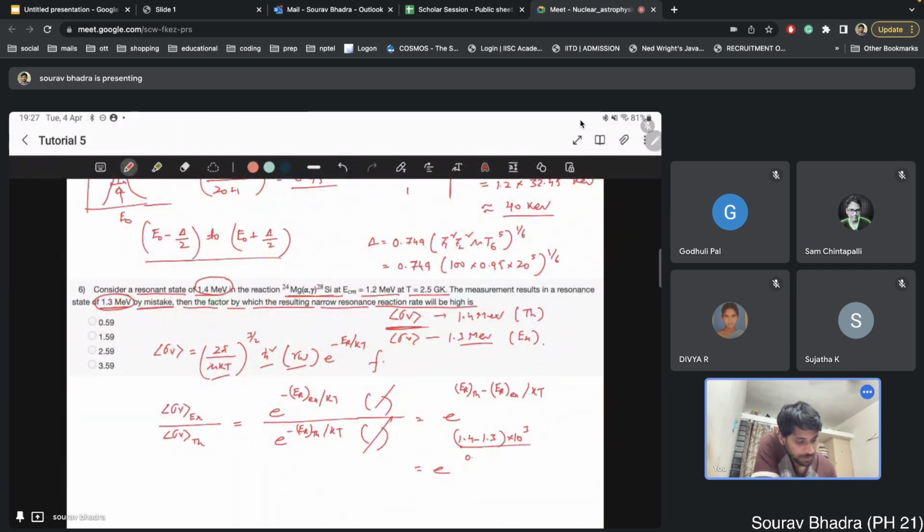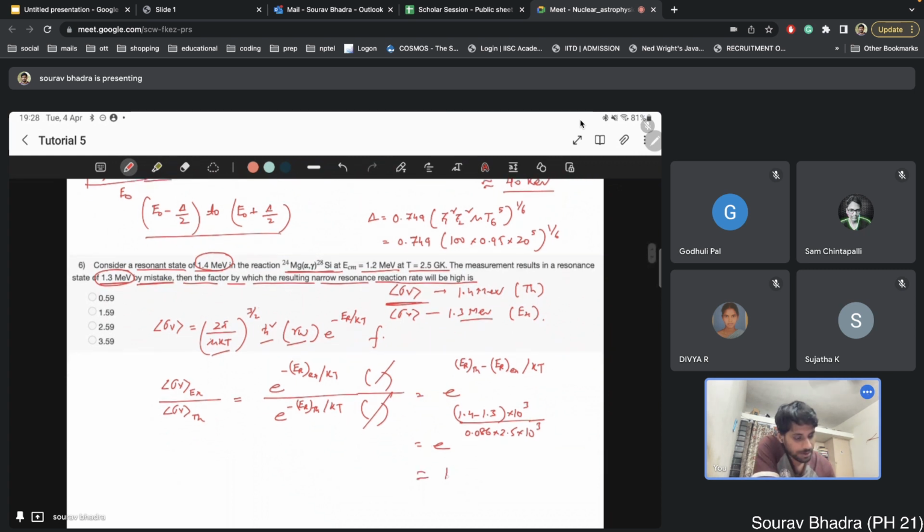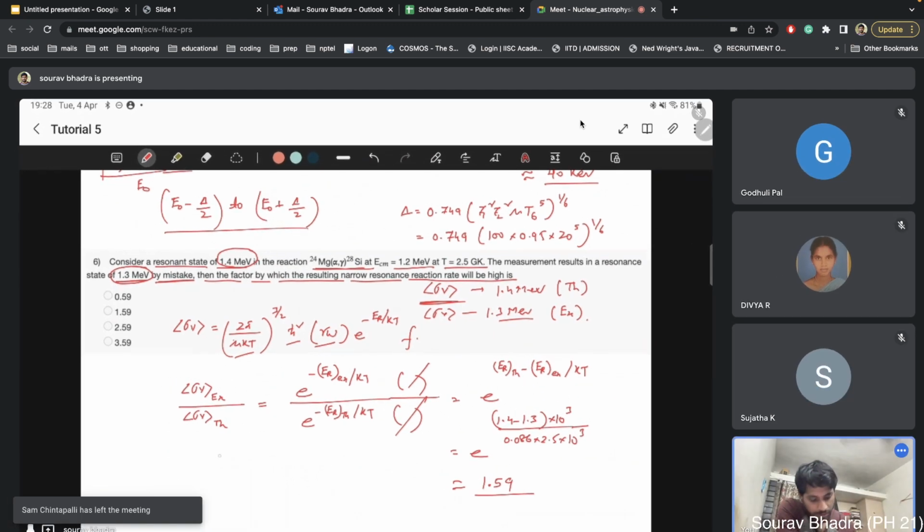So it will be 0.086 into 2.5 into 10 to the power 3. Just don't focus much on the values which I am writing. You have to just understand the process, how to do the problems. Those values can be anything arbitrary. So it is the process of doing that. So the value will be 1.59. So your sigma experimental, which is due to the mistake in the resonance energy, will be 1.59 times higher than the resonance rate which can be calculated by theoretical understanding of the reaction. So the answer was 1.59.